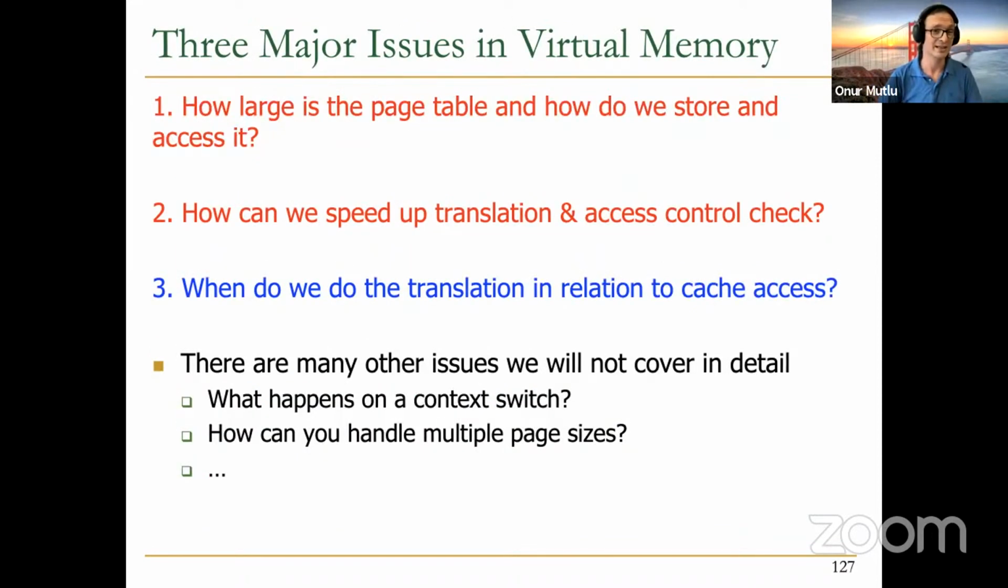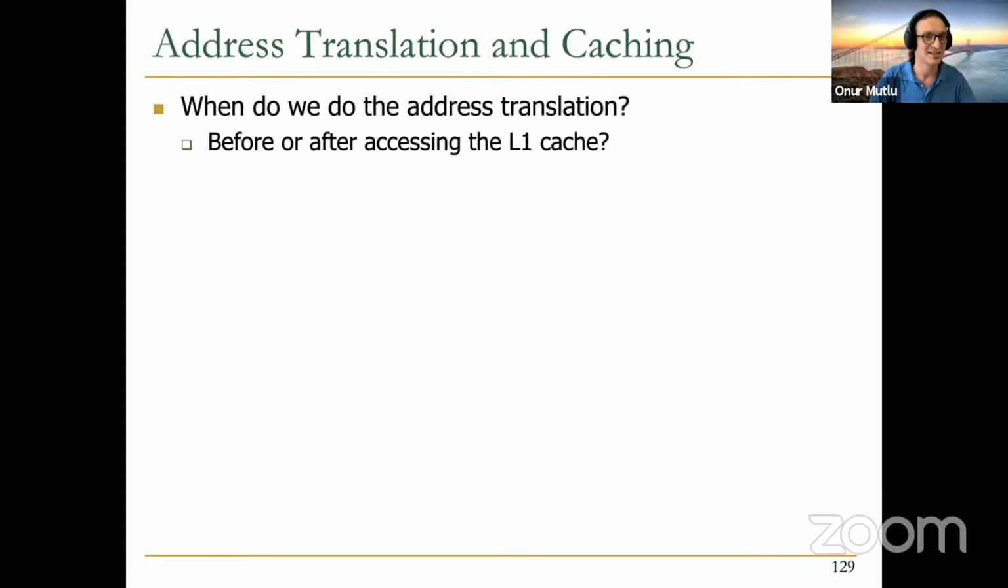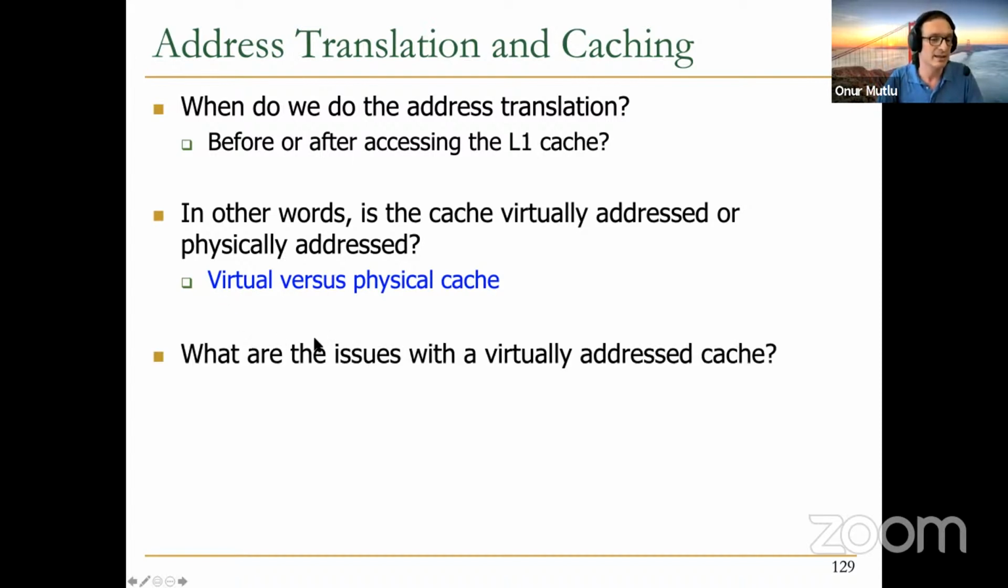Okay, the final issue that I'm going to briefly touch on is when do we do the address translation in relation to cache access? And this becomes important, especially from the perspective of the L1 cache. Because if you need to do the translation to access the cache, now translation is on your critical path, right? Critical path of cache access. So this is a teaser. When do we do the address translation? Do you do it before or after accessing the L1 cache? In other words, is the cache virtually addressed or physically addressed? And this is a fundamental choice at the L1 level. But you could also potentially move it to the L2, L3 levels, but it doesn't make sense fully at some point.